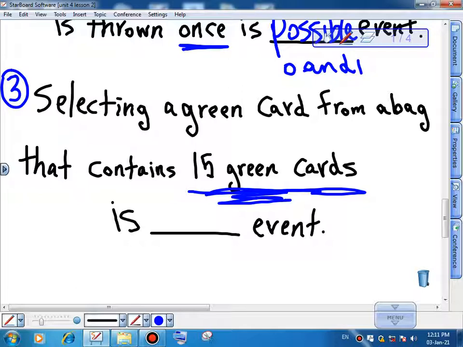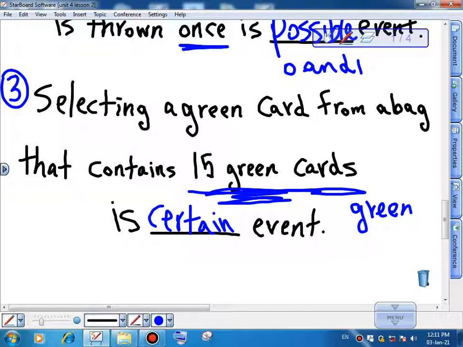I'm sure. What's the meaning of I'm sure of events? It will be a certain event, because I have only one color, which is green. So if I choose any one of these 15 cards, it will be green. 1 or 2 or 3 or any one of these cards, it will be green. But if I have many colors in this pack, it will be maybe green, maybe red, maybe blue. I'm not sure. So it will be a possible event.